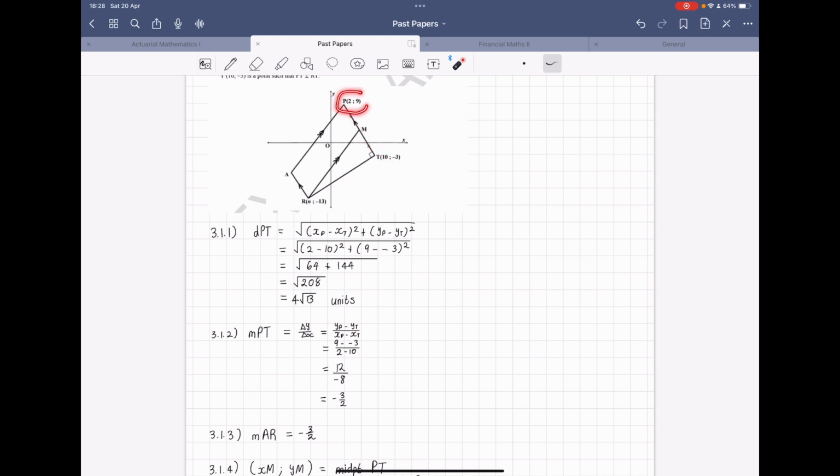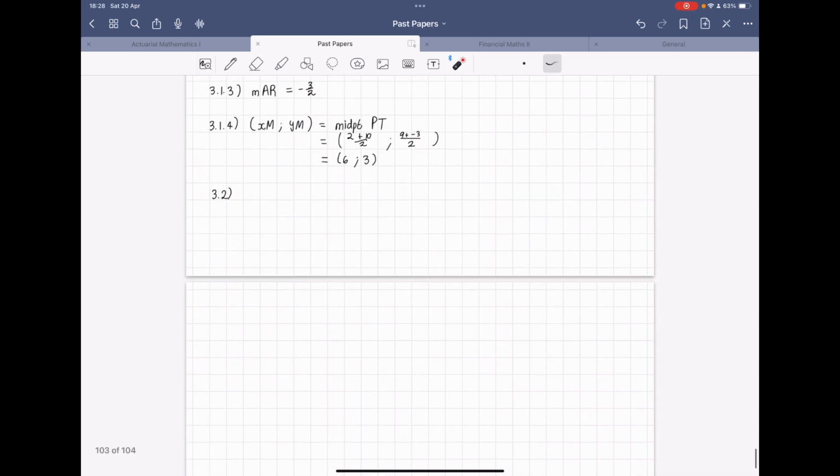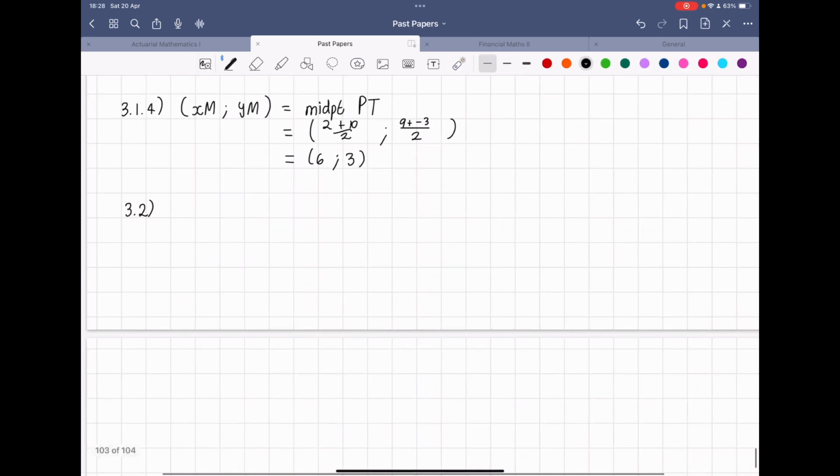So I'm going to choose to use the coordinates of P, and the gradient is minus 3 over 2. So I have my formula to find the equation of a straight line. My x and y I'm going to keep the same, but in place of y1 and x1, I'm going to write the coordinates of P, and in place of m, I'm going to write the gradient. So the y of P is 9, the gradient is minus 3 over 2, and the x of P is 2.